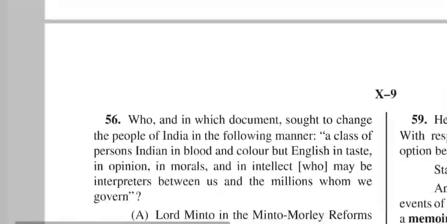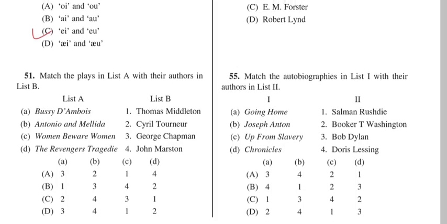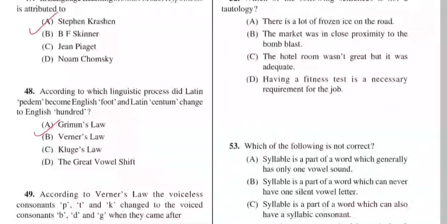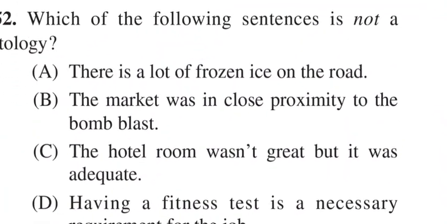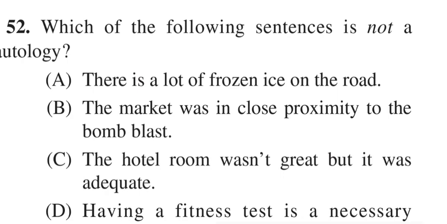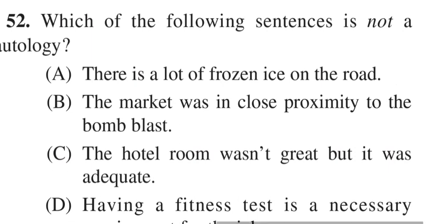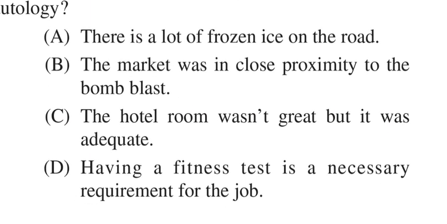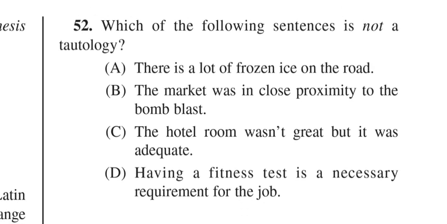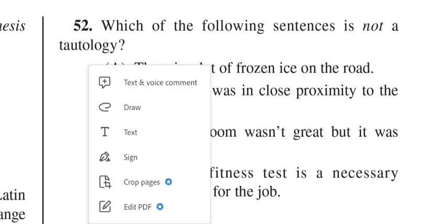Next we have is number 51 is done. We have now is 52. Which of the following sentences is not a tautology? T-A-U-T-O-L-O-G-Y, tautology. So we have to find out which sentence is not a tautology. Options are like this: there is a lot of frozen ice on the road, the market was in close proximity to the bomb blast, the hotel room wasn't great but it was adequate, having a fitness test is a necessary requirement for the job. Tautology. So C is the correct answer.